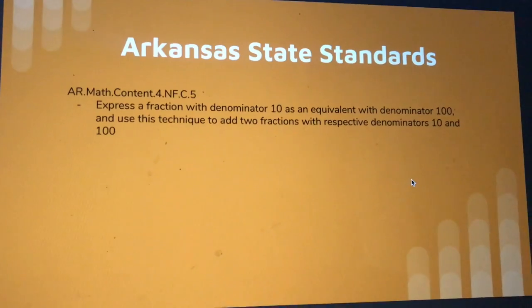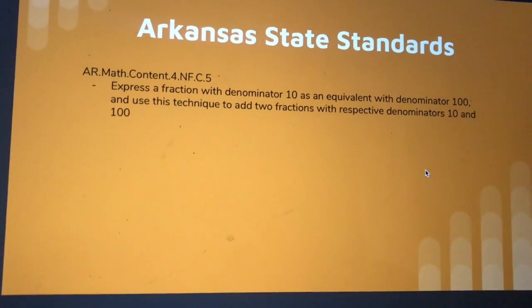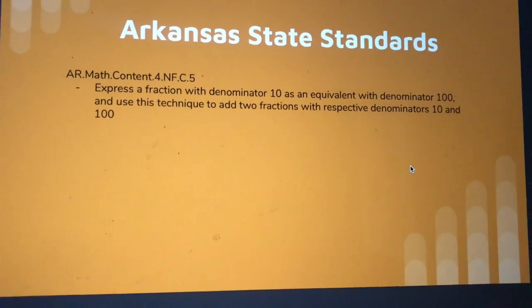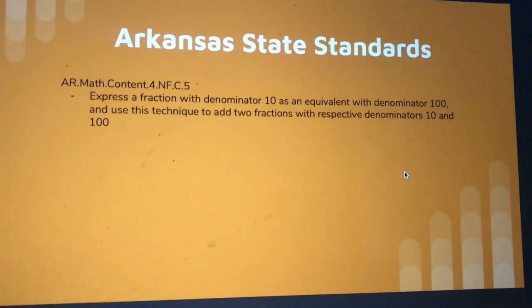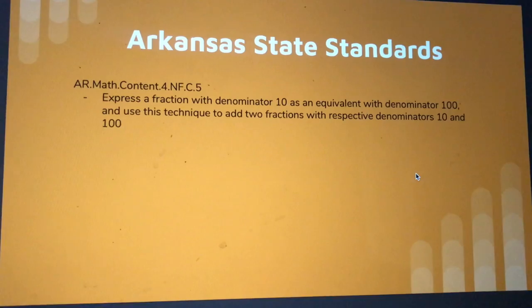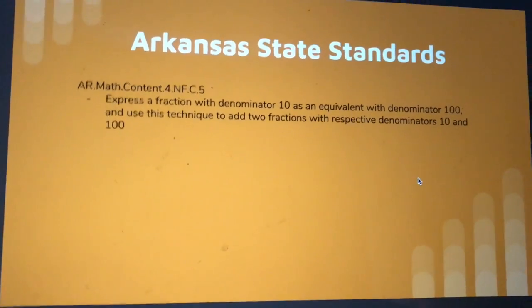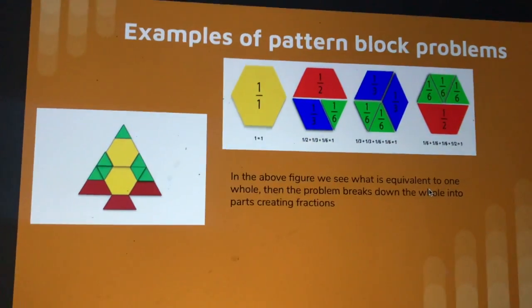Next is the Arkansas State Standards. It's Arkansas Math Content NFC 5. It's to express a fraction with denominator 10 as an equivalent with denominator 100, and use this technique to add 2 fractions with respective denominators 10 and 100, and this can be applied to different types of fractions as well.